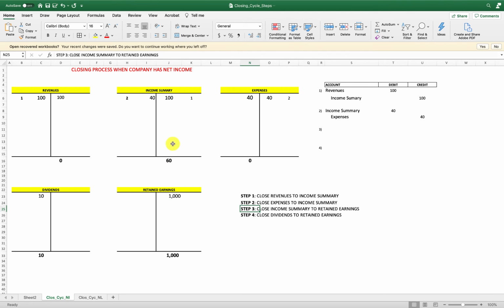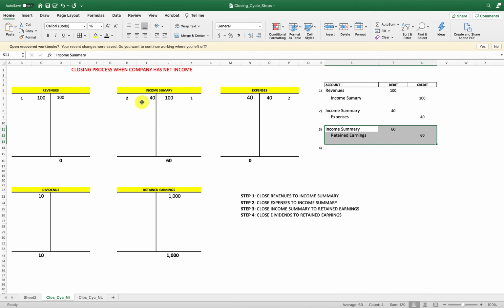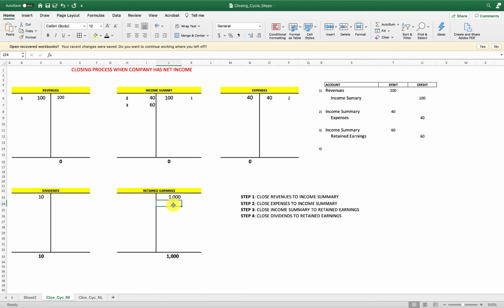Well, income summary has a credit balance, right? Revenues minus expenses. The revenues were more than the expenses, so income summary has a credit balance. So how do we close income summary to retained earnings when we have net income? Well, we're going to debit income summary, and we're going to credit retained earnings, because in order to zero out income summary, we've got to debit income summary. So we're going to debit income summary for how much? We're going to debit it for 60. So I'm going to put 3 here, 60. So you see now income summary is 0. And then I'm going to credit retained earnings for 60.